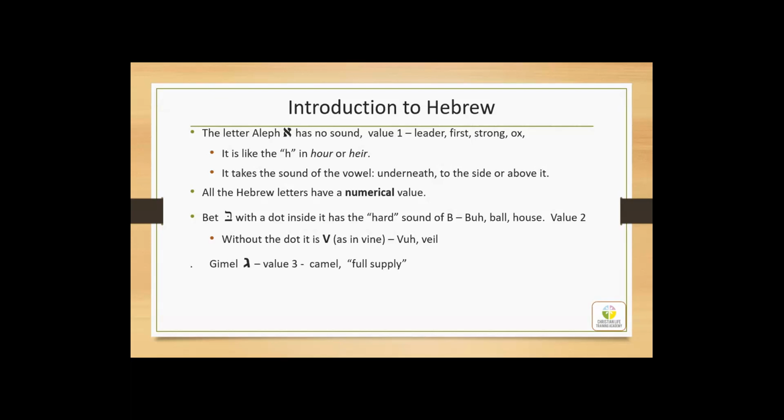Okay. Now, Gimel. There is the Gimel. Its value is 3. It also applies to a camel. And a camel also has the value of full supply. Spiritually, it has the full supply of God's provision. Isn't that wonderful? Oh, this is a wonderful language. I love it. If I can just inspire you to love it as well.